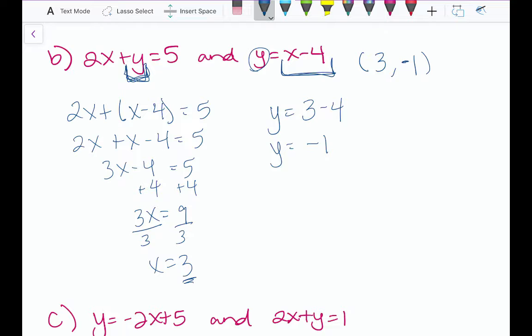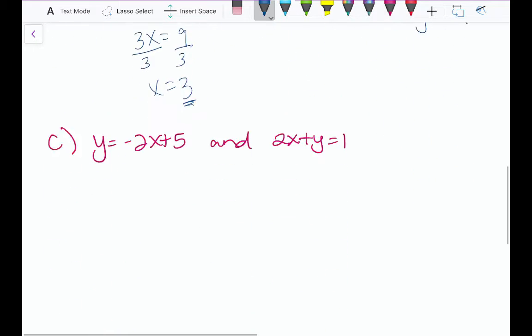Now I want to show you that it would be the same if I plugged it into the first equation. It just would require a few more steps. I plugged in the 3 for x right here, and I'm going to solve for y. 6 plus y equals 5, minus 6, y equals negative 1. You see, we get the same value no matter which equation we plug it into, because again, that's what a solution is. It fits for both equations.